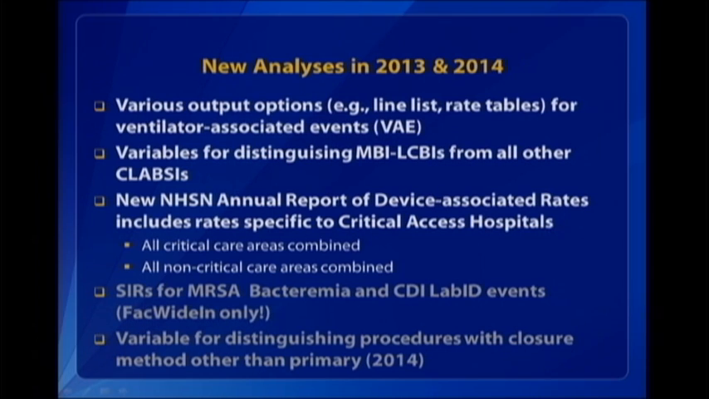So we do have various output options for ventilator-associated events. We have the line list and the rate tables. One of the questions we've been getting quite a bit with regard to VAE is, where are the VAE SIRs? Where are the VAE NHSN pooled means? Where's the benchmark? And the answer is we don't have that yet. It's a brand new event, so we can't create benchmarks or SIRs for data that we hadn't collected before.